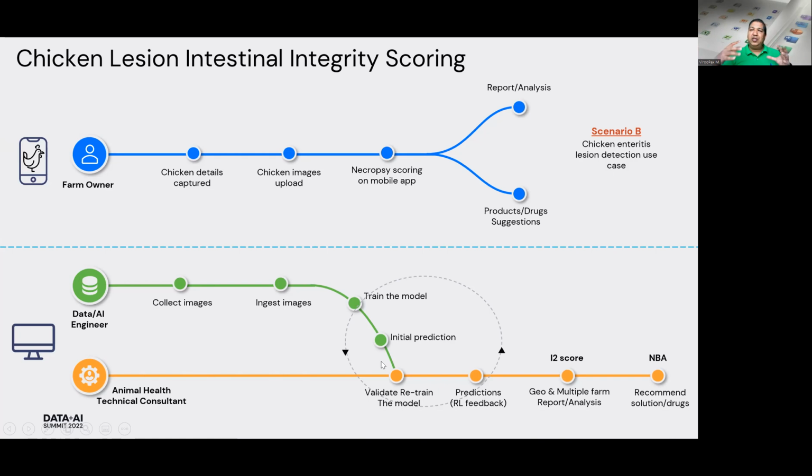We're collecting images, ingesting images, training the model, creating an initial prediction, and reinforced learning is happening here in the orange track, where we validate and confirm the model and improve the model as we go along, and then commercially scale it up and deploy it for all kinds of scoring and NBA type of activities across multiple farms. So this is the scenario.